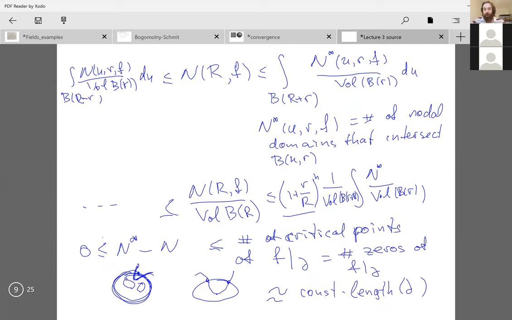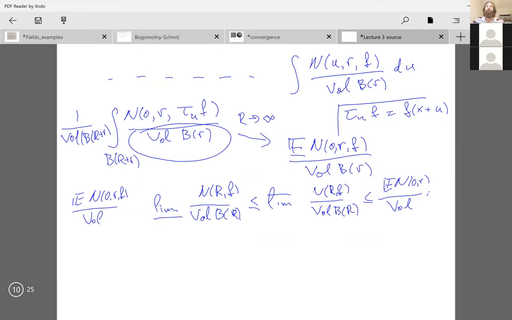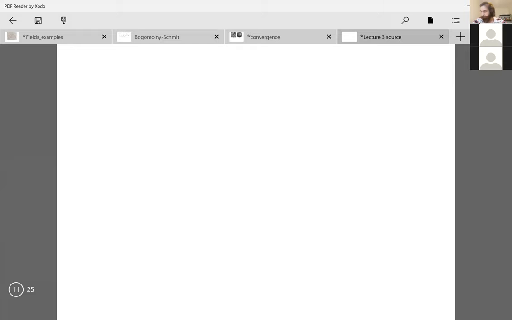And actually, as you can see, this argument is pretty soft. It's just ergodic abstract nonsense. And because of this, it can be generalized to a lot of other situations. So for example, if instead of nodal domains you want to look at, say, doubly connected domains, the proof goes almost the same way.